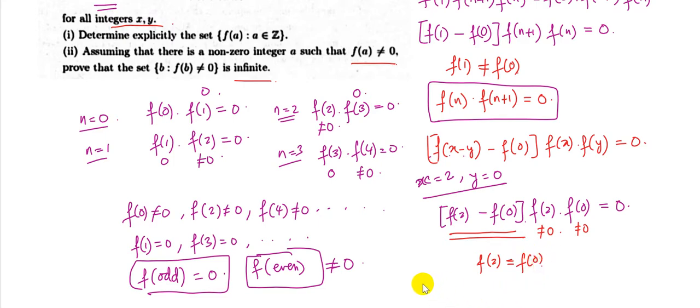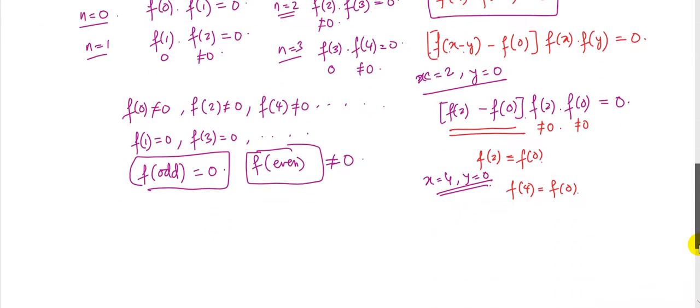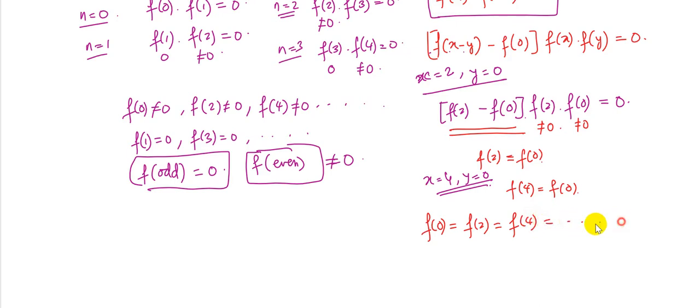Similarly, we can put other even values of x. If I put x equal to 4, y equal to 0, I get the same condition. Then we can prove that f(4) equal to f(0), and so on. So this proves that all the even terms will be equal. So f(0) will be equal to f(2) will be equal to f(4), and so on.